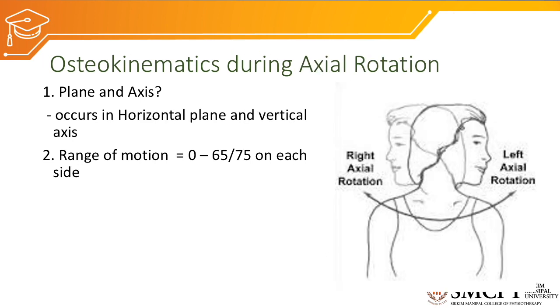Next, moving on to osteokinematics during axial rotation, the rotation of the cervical vertebra. That is the movement occurring at the cervical vertebra. It is axial rotation. So the axial rotation occurs in which plane? Horizontal plane and vertical axis. You can see the rotation occurs in the horizontal plane and the axis on which it rotates is the vertical axis. The range of motion of axial rotation is 0 to 65 or 70 degrees on each side.